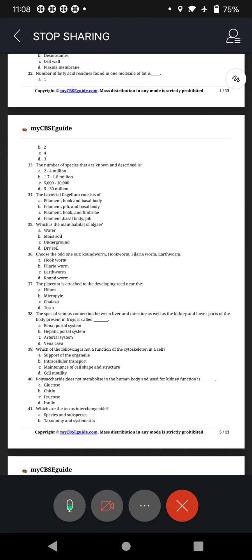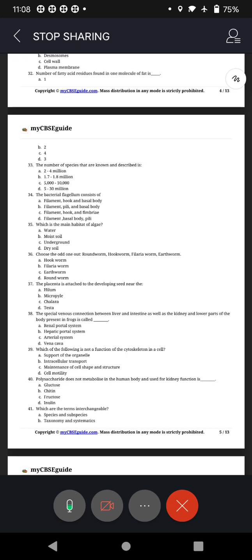Answer D. Inulin. Inulin is a starchy substance found in a wide variety of fruits, vegetables and other herbs. And this is a polysaccharide and cannot be metabolized. And it is used for kidney function. You know the function of insulin. Diabetes, controlling of glucose in the blood.